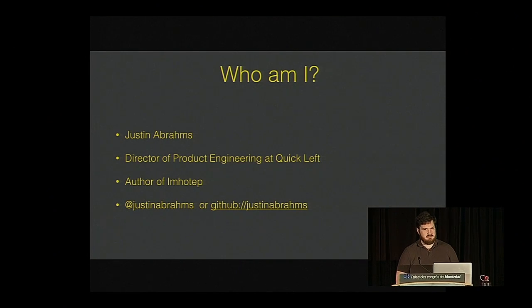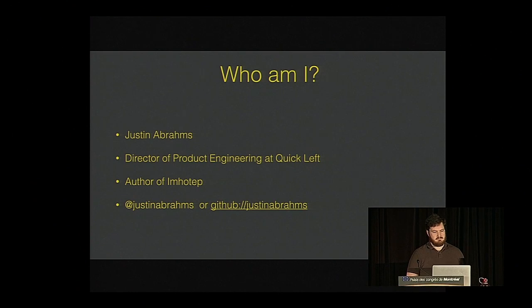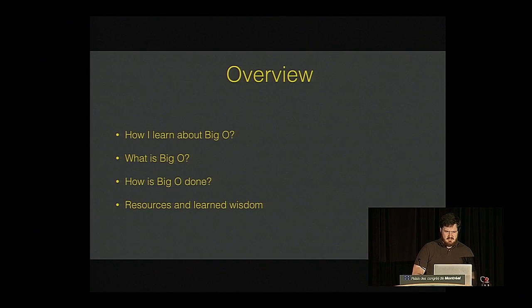I'm also the author of Imhotep, which is a tool that will take static analysis, stuff like PyLint or JSHint, and pipe that into GitHub code review comments. And you can find me online under the name Justin Abrahms. So an overview of this talk, we're going to talk about big O notation, how I learned about it, what it is, how do you do it, and then some wisdom and resources around that.